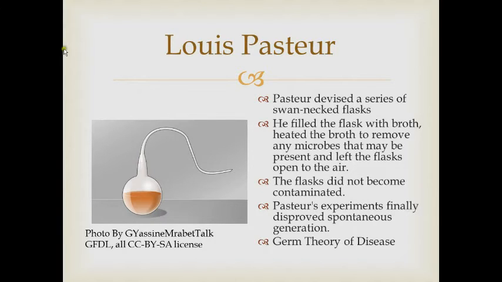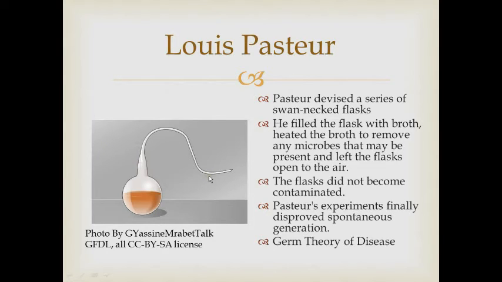And as you can see, the flask has an S or curved shape in it. The curve in the neck prevents the microorganisms from the air from falling into the broth, as they are heavier and will collect in that curvature.